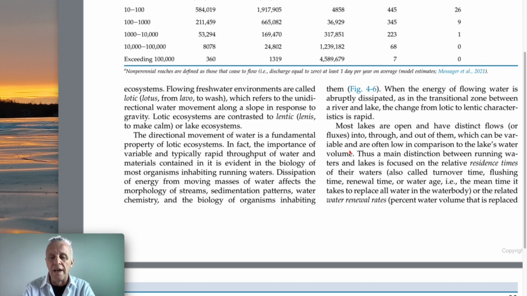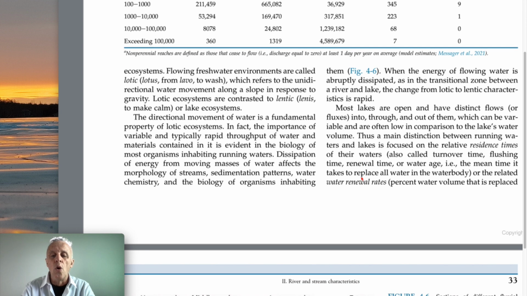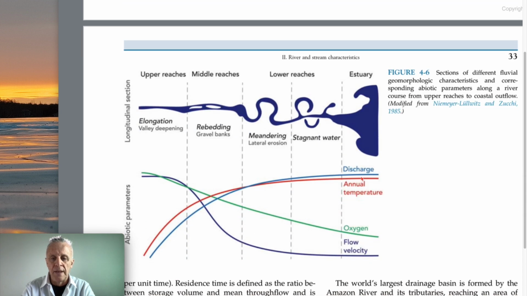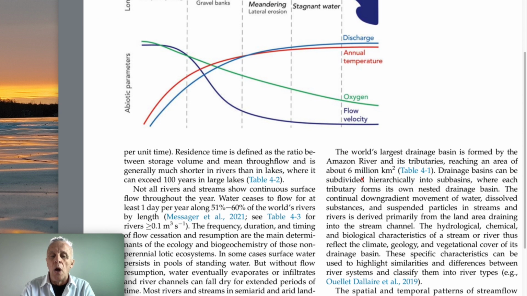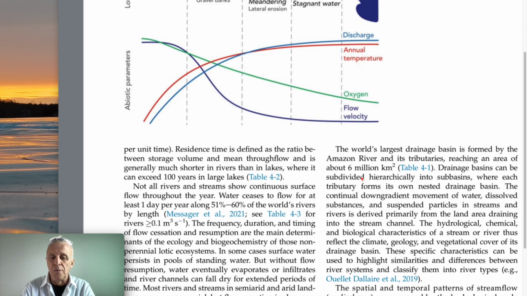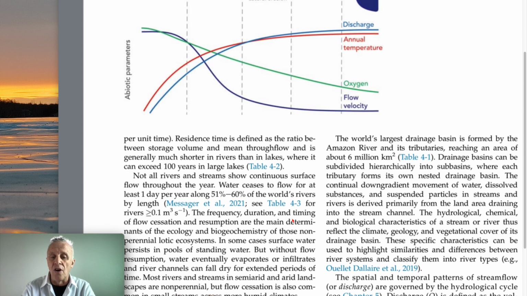When the energy of flowing water is abruptly dissipated, as in the transitional zone between a river and a lake, the change from lotic to lentic characteristics is rapid. Most lakes are open and have distinct flows or fluxes through and out of them, which can be variable and are often low in comparison to the lake's water volume. Thus, the main distinction between running waters and lakes is focused on the relative residence times of their waters, also called turnover times, or the related water renewal rates per unit time. Residence time is defined as the ratio between storage volume and mean throughflow, and is generally much shorter in rivers than in lakes, where it can exceed 100 years in large lakes.